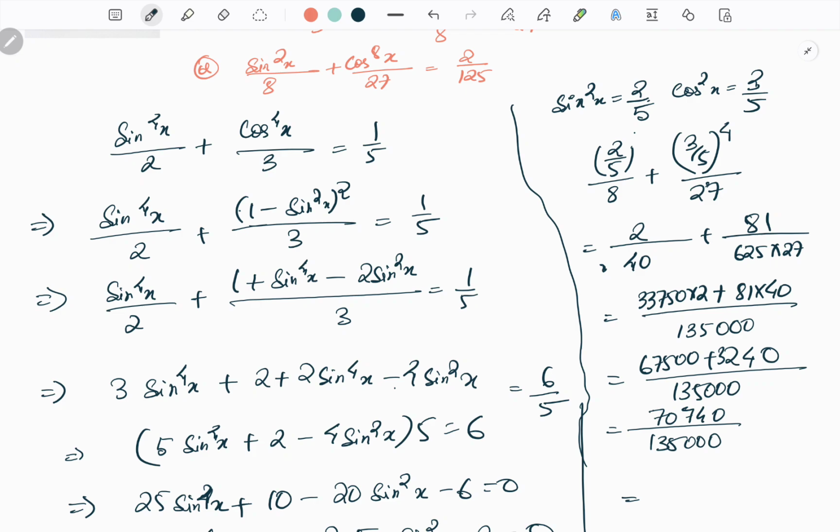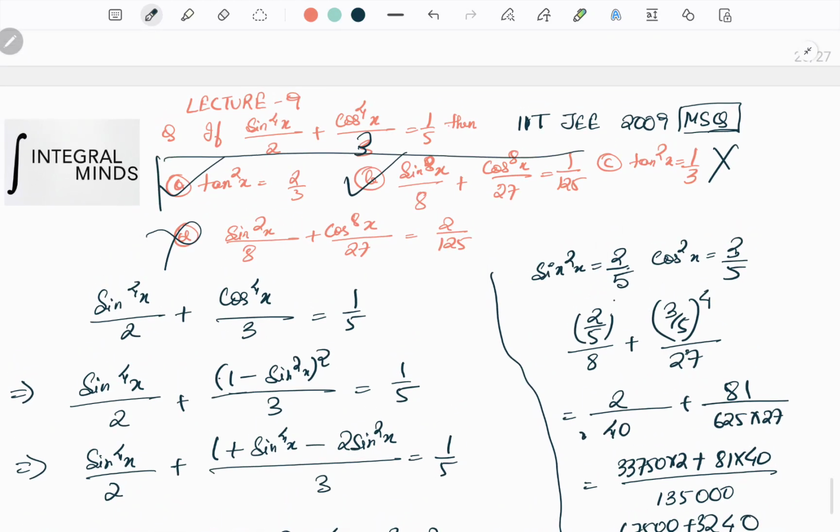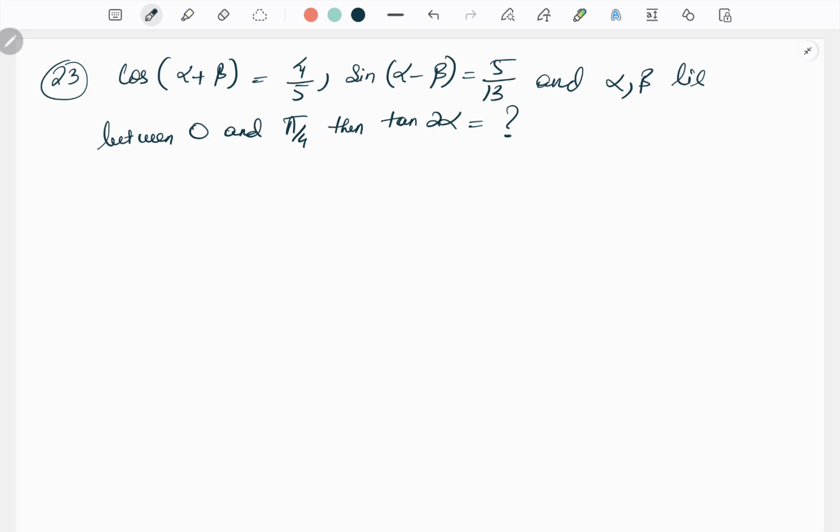1,35,000 divided by 70740. So it's 1 by 9.198 or something, 10 by 19.8. So basically this is incorrect. So this option also gets invalidated. So we have two options here which are correct. I hope you have understood the question. It's a very simple one, and let's just move to the next question.